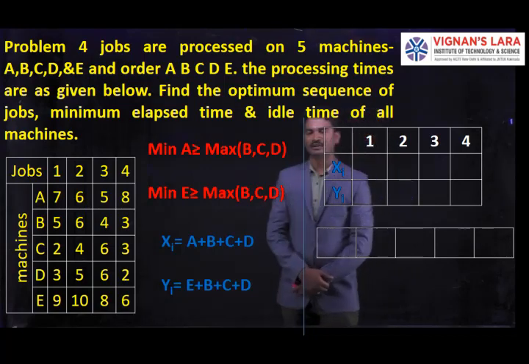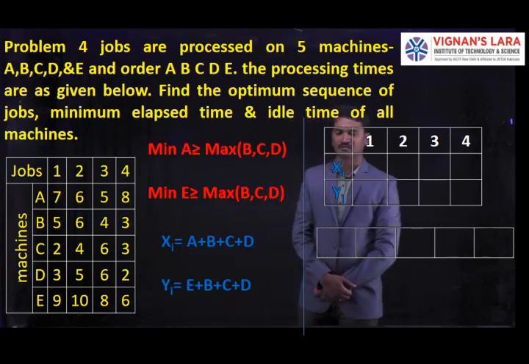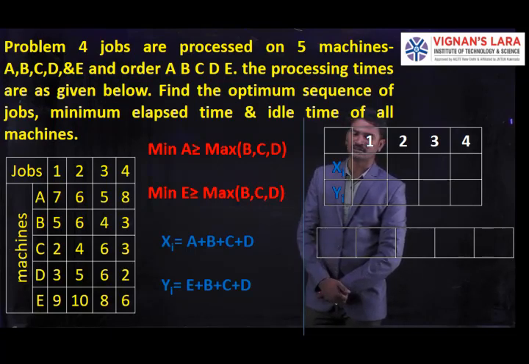Here only 4 jobs are given. We have to do 4 jobs using 5 machines. Here there is a job shortage, so at the time of operation, one machine may be idle. We are going to calculate that idle time and the elapsed time.